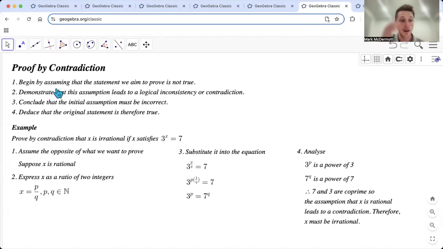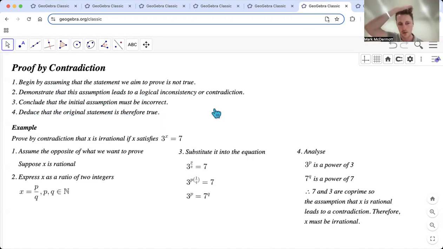Okay, so now we're going to look at proof by contradiction. Proof by contradiction is this. You begin by assuming that the statement we're aiming to prove is not true. Demonstrate that this assumption leads to a logical inconsistency or contradiction. Conclude that the initial assumption must be incorrect. Deduce that the original statement is therefore true.